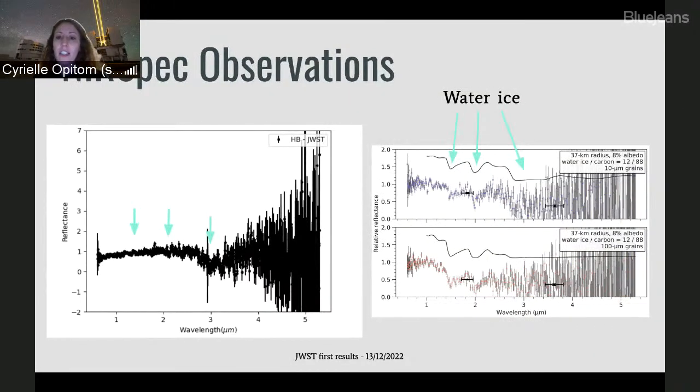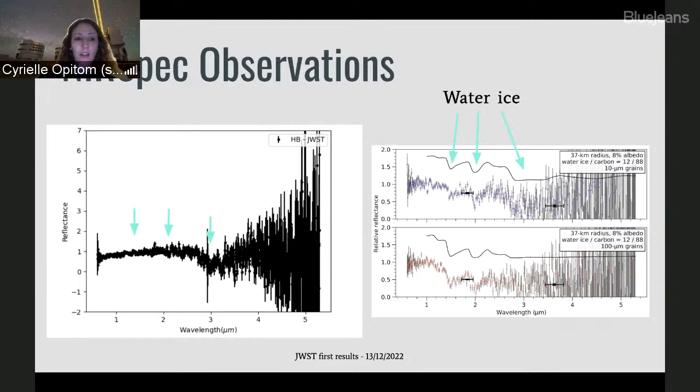So what I'm showing here on this slide on the right are models that were run while we were preparing the proposals to simulate the surface of Comet LBOB, including some water ice grains with different properties, so mostly different sizes. And so you can see there that in these models you have about three water ice absorption bands, around 1.5, 2, and around 3 microns. And as you can see there, the relative depth of these water absorption bands depends on the grain properties.